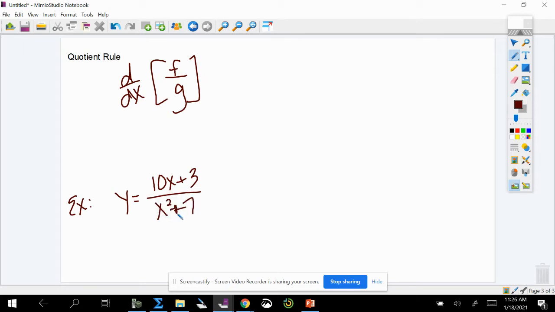Or we're going to put some trig in there. We could be looking at something like x squared divided by the sine of x. So something that looks like that. Now the quotient rule is a little less flexible than the product rule, and you'll see as I explain it in symbols first.